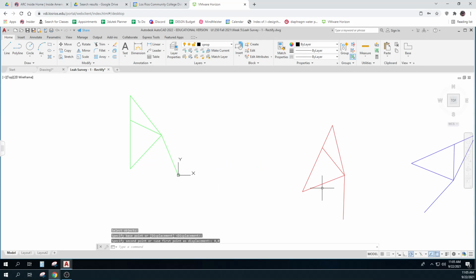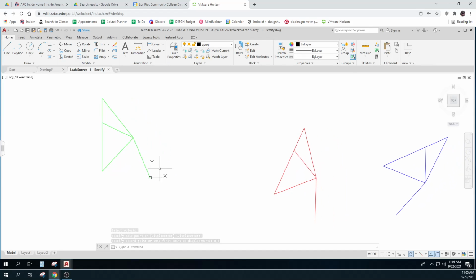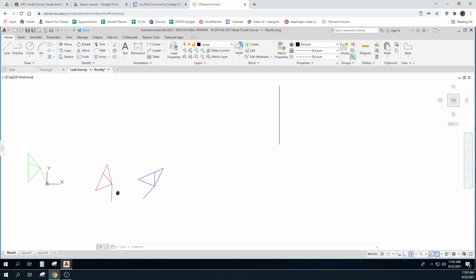Now we want to compare the other ones to that. So that one is sort of our true. That's on 0, 0, which is where it's meant to be. And this is lined up with true north. Okay, so now let's take a look at it on the next one.